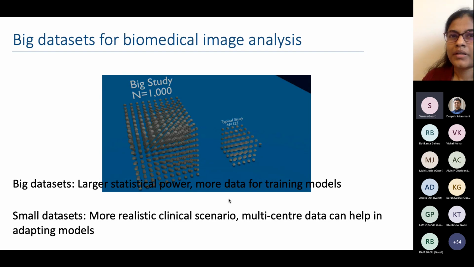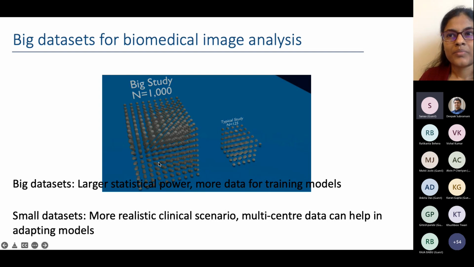Having said that, small data sets have their own advantages. Even though they are not as preferable as big data sets, they represent the more realistic clinical scenario, because it's not always possible in a clinical setting to get large data sets. And also, small data sets obtained from multiple centers can help us evaluate if our model is really generalizable, or if our model is able to adapt well to different data sets, because they are obtained with different scanners and are going to have different characteristics because of different scanners and different parameters. So that's where the small data sets are really useful.